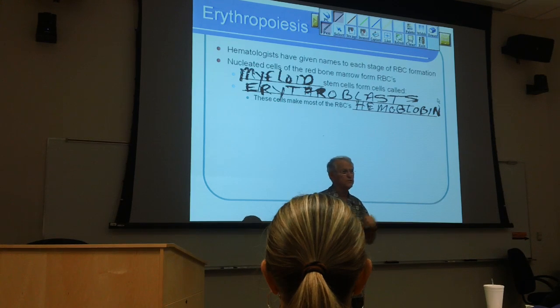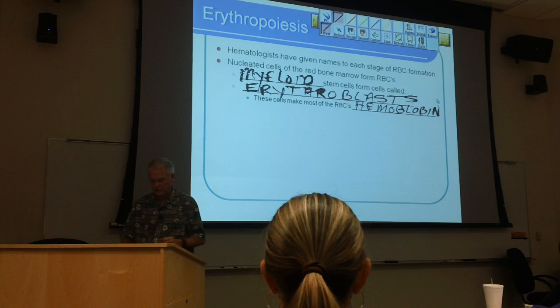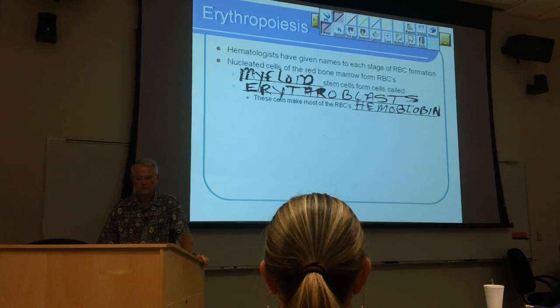But it's the cells before that that create it, particularly the erythroblasts. They are the ones that are busiest making this very important chemical, of course.